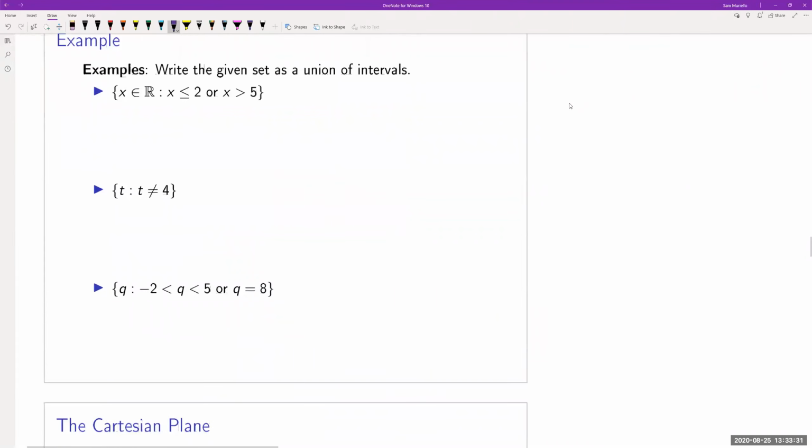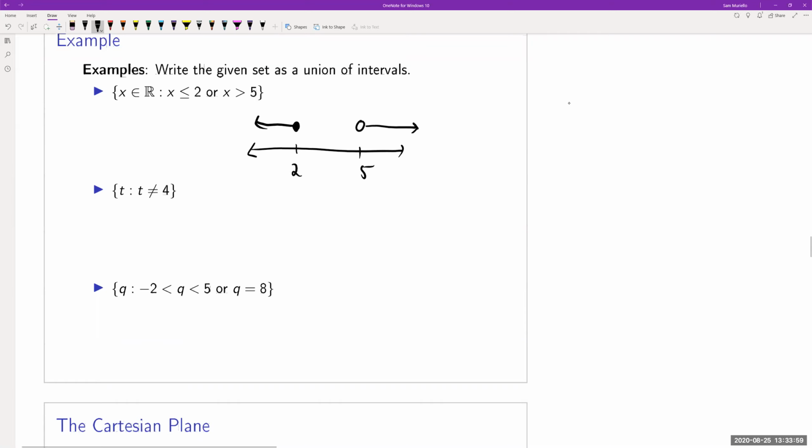Let's take some examples writing sets as unions of intervals, because this can often be very helpful. In this case, I want to take all of the numbers that are either less than or equal to 2 or greater than 5. It can be very helpful in these instances to sketch the intervals, so let's start with that in each problem. I want less than or equal to 2 and greater than 5.